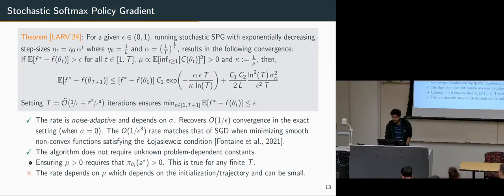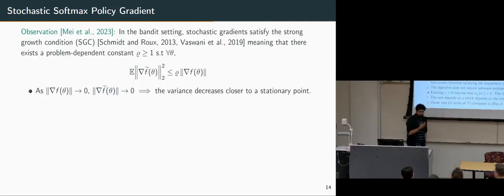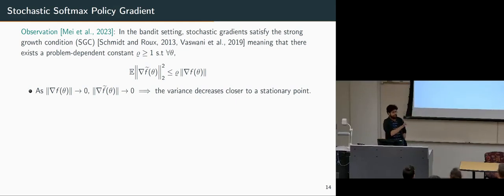So it's like you set t to make this term order epsilon. Okay, so the rate is still slow in terms of t compared to these other papers. And the question is, can we get a 1 over epsilon rate in the first place, and then maybe we can make it faster.